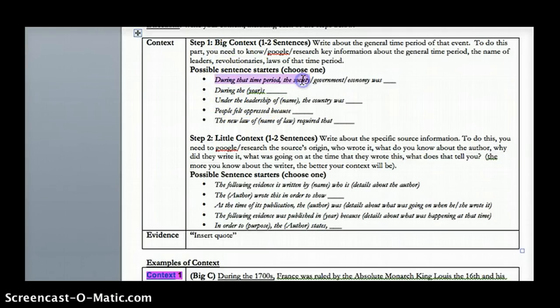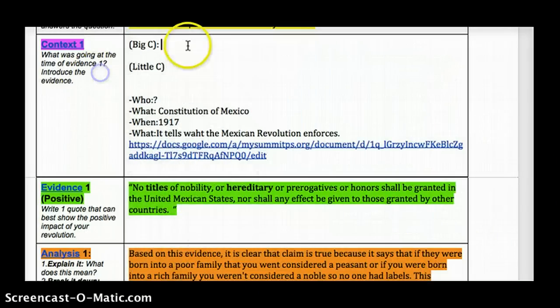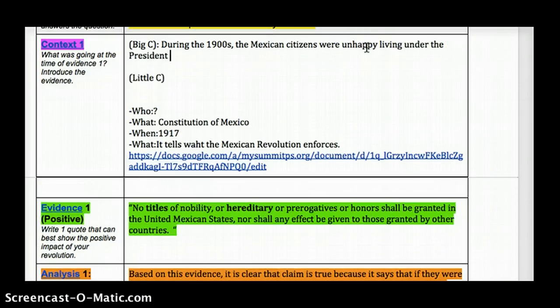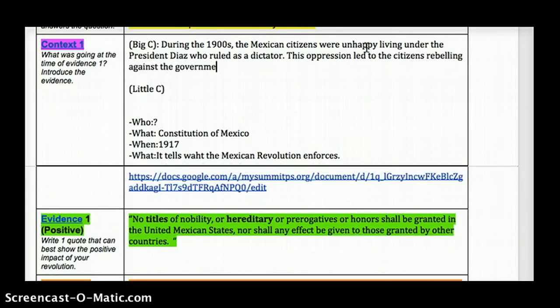I might use this first one. Let me copy that and move it here. All right, during the 1900s, because this is when this is happening, or during the revolution, the Mexican citizens were unhappy living under the President Diaz, who ruled as a dictator. This oppression led to the citizens rebelling against the government. So this is like big picture, what was happening politically and how they didn't have any voice.